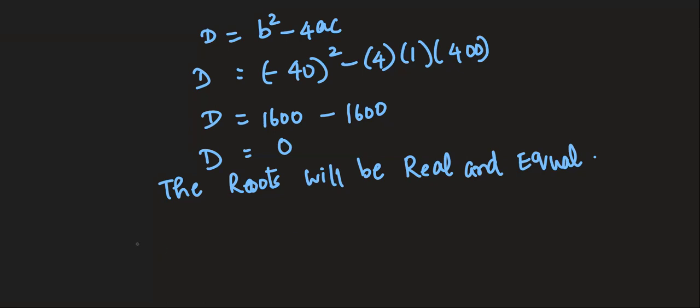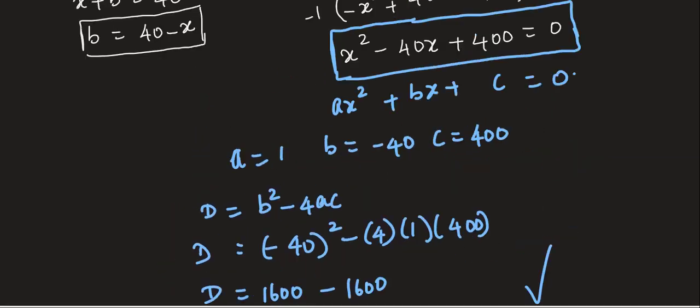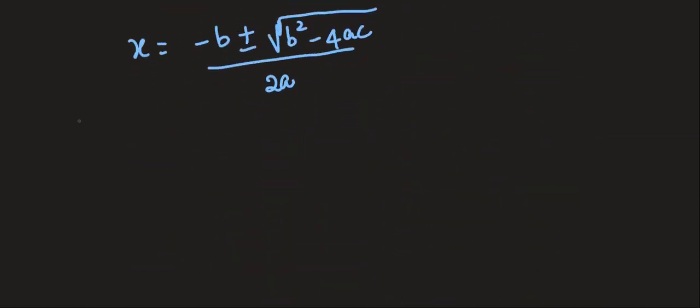Now, how do I find now? The next step is, now we know the situation is actually possible. Now we'll have to find the value of x to find the dimensions of this rectangular part, which is L and B. Now, the formula will be x is equal to minus b plus or minus root of b square minus 4ac by 2a. So now we know a as 1, b minus 40, and c is equal to 400. So now we are doing this to find the L and B.